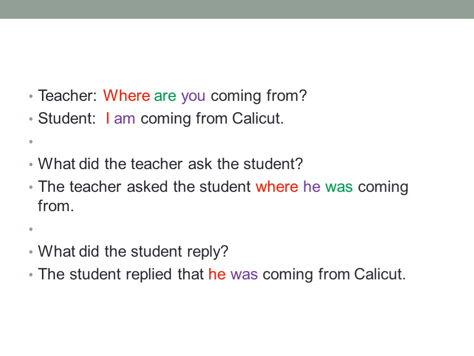Please move to the second part of the dialogue. Student, I am coming from Calicut. What did the student reply? The student replied that, if it is an assertive sentence or declarative sentence, we must use that. The student replied that he was coming from Calicut. I changed as he, am changed as was.